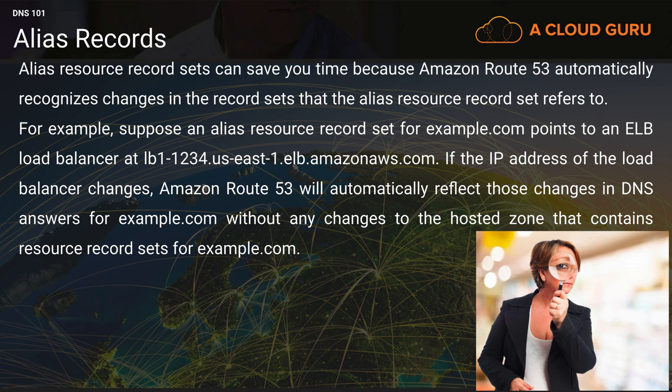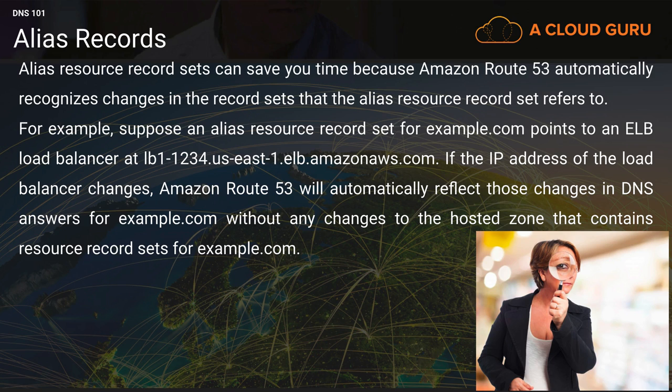And then alias records basically save you time because Amazon Route 53 recognizes changes in record sets that the alias resource record refers to. So for example, suppose an alias record set for example.com points to an elastic load balancer at this address. If the IP address of that load balancer changes, Amazon Route 53 will automatically reflect those changes in its DNS answers for example.com without any changes to the hosted zone that contains the resource record set for example.com.